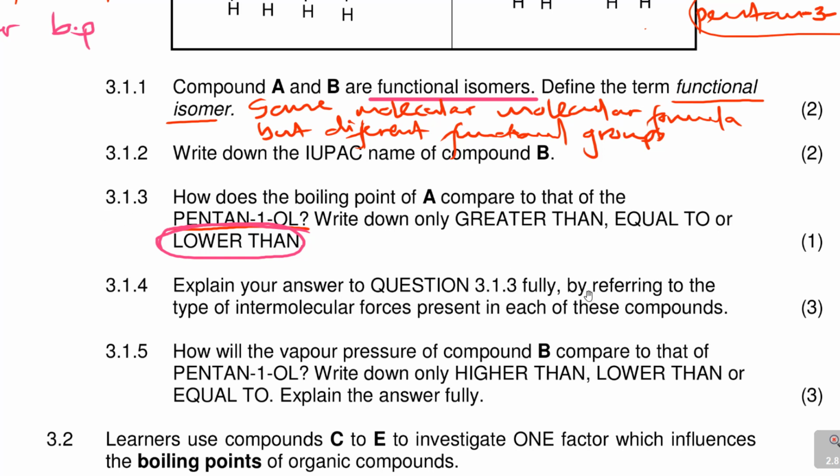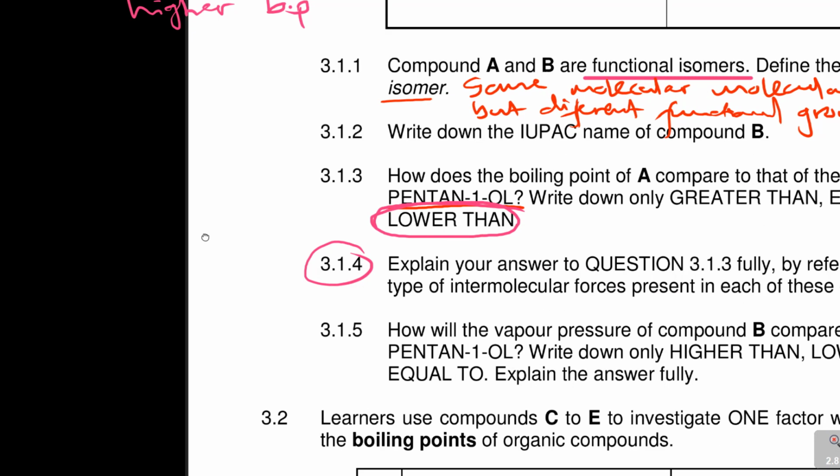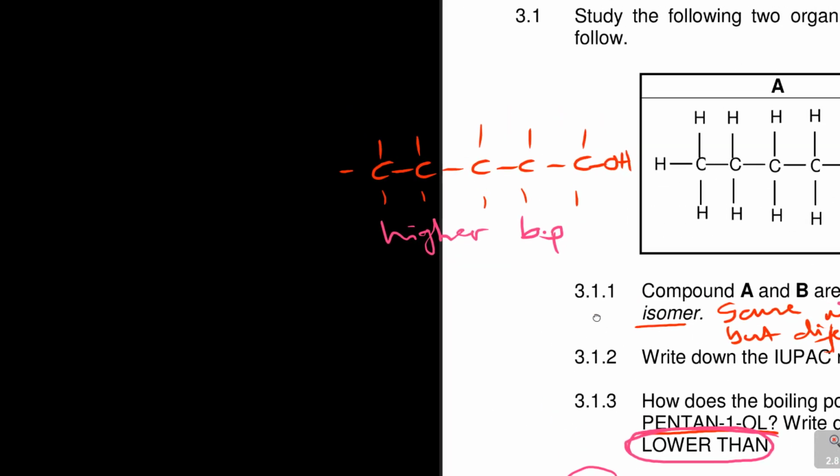Then it says, explain your answer in question 3.1.3. That answer we just wrote. Fully, it says be full there. You need 3 marks, by referring to the type of intermolecular forces present in each of these compounds. So guys, how do you go about this one? I want you to be very sensitive in 3.1.4. You want 4 marks, right? Now they say explain fully by referring to the type. Listen to the question carefully. Type of intermolecular forces present in each of these compounds. So tell us what forces they have.